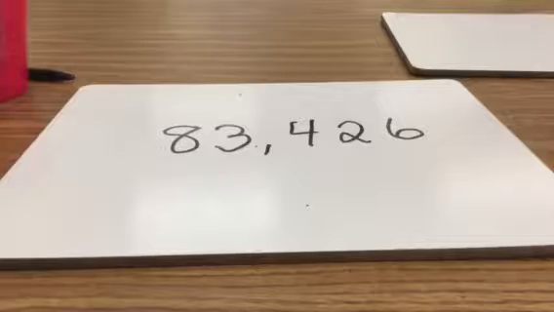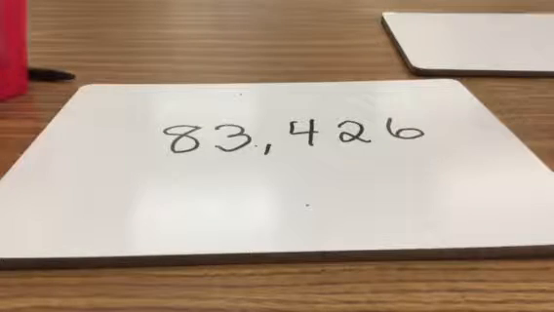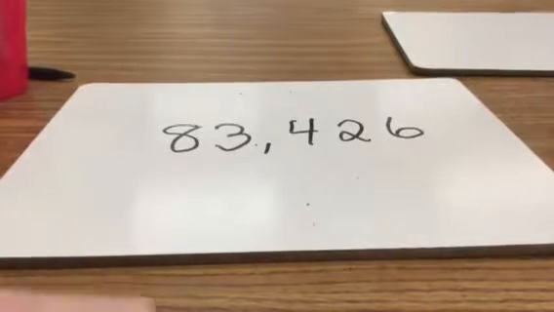If you have done all the work, then let's get started with checking it. The first question asks, which digit is in the 10,000s place in the number? So I already wrote my number down. I'm going to now label my places.